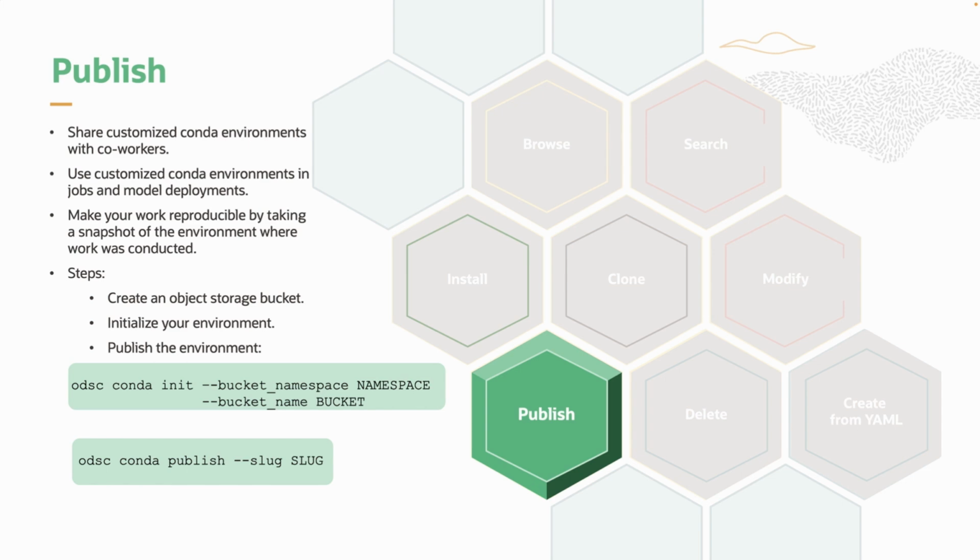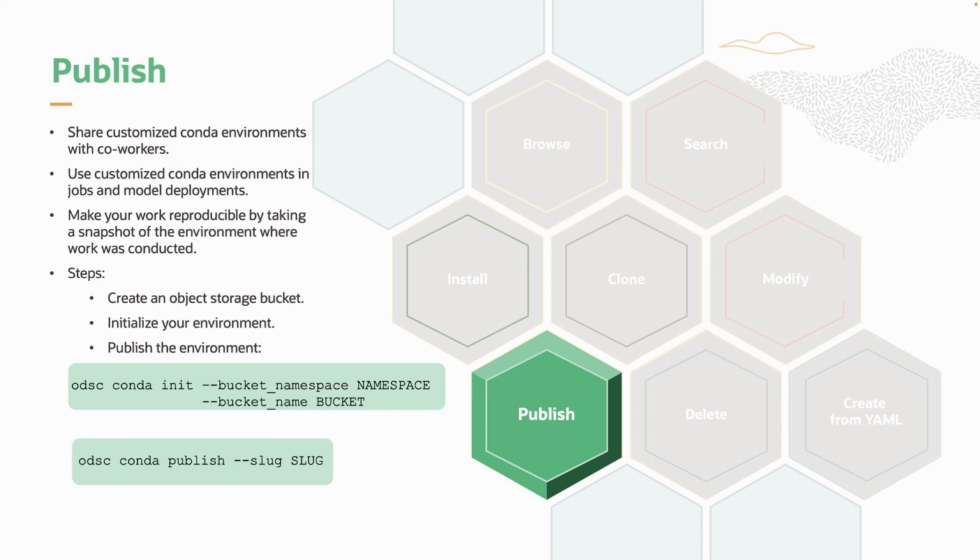So the first thing you need to do is initialize the conda bucket that you're going to use. You would go into the console, go into your object storage buckets, and create a bucket where you want to publish your condas to. From there, you would capture the namespace that's being used and the bucket name that you've created. Then you go to your terminal, and you only have to do this once in a notebook session.